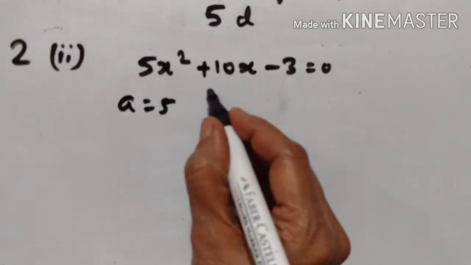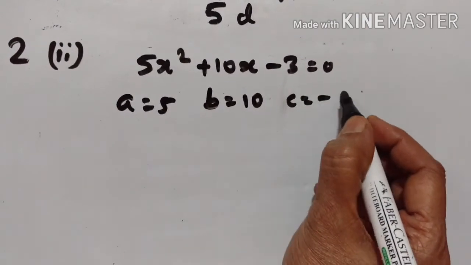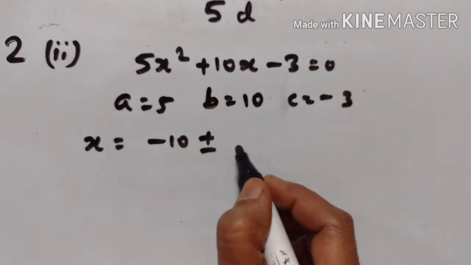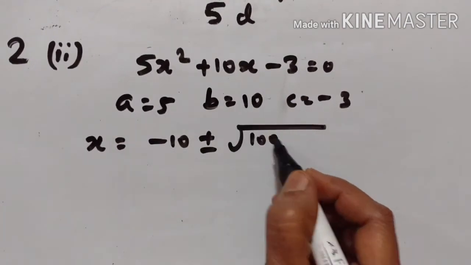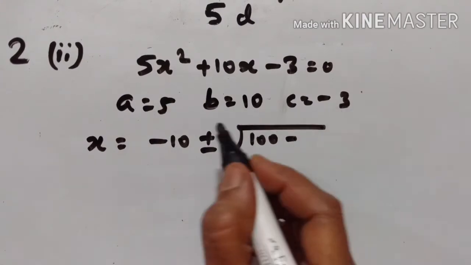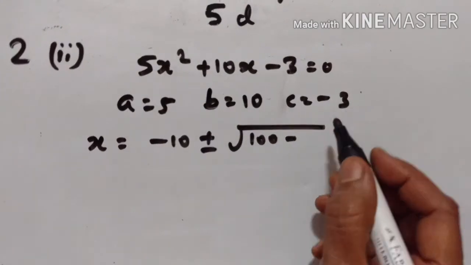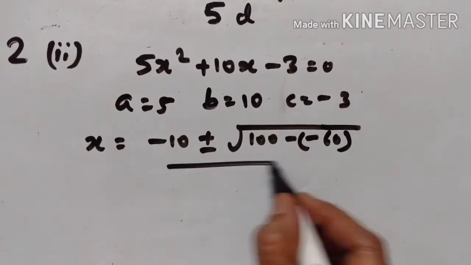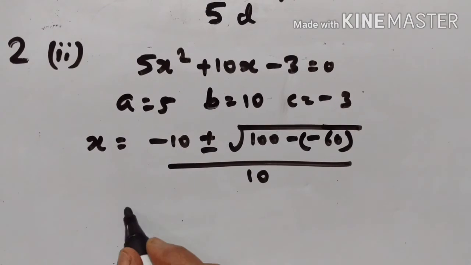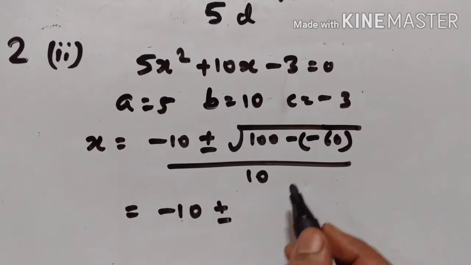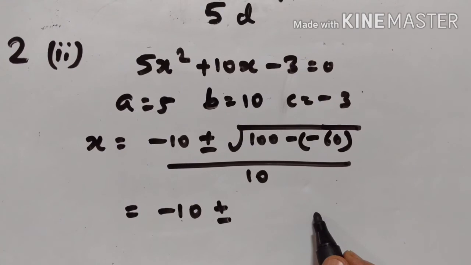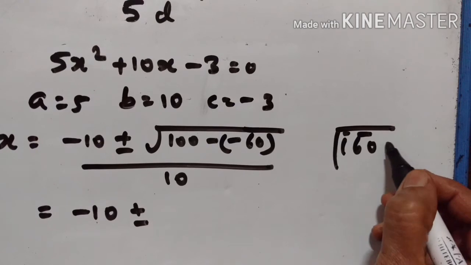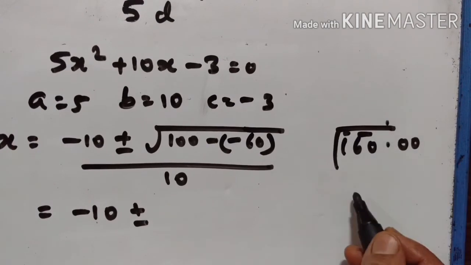A is equal to 5, B is equal to 10, C is equal to minus 3. So x is equal to minus b plus or minus square root of b squared minus 4ac, upon 2a. 4 5s are 20, 20 into minus 3 is minus 60. Upon 2a, 2 into 5, minus 10 plus or minus square root of 100 plus 60, that is 160, square root correct to one decimal place.